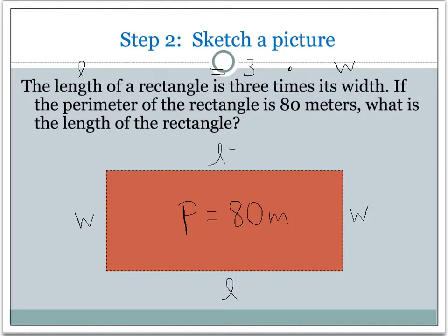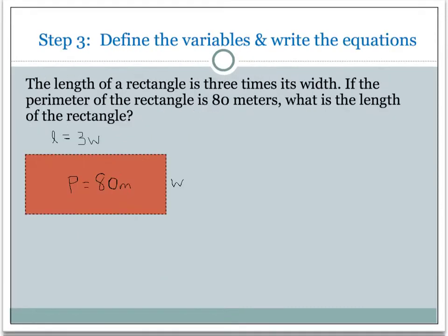And so we can actually say that these L's can each be equivalent to 3W. So now that we have our picture sketched out, let's go ahead and see what's the next step. We're actually going to use the math to start solving it.